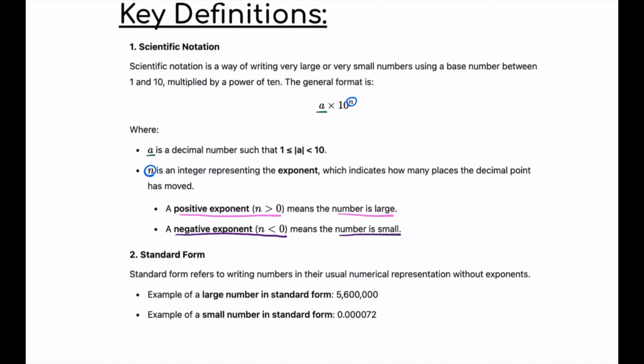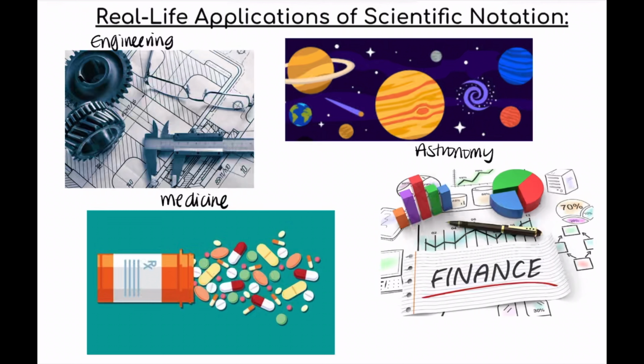Now, standard form refers to writing numbers in their usual numerical representation without exponents. An example of a large number in standard form would be shown here as 5,600,000, and we also have an example of a small number in standard form. So now that we've gone through the key definitions, let's go through some real-life applications of scientific notation.